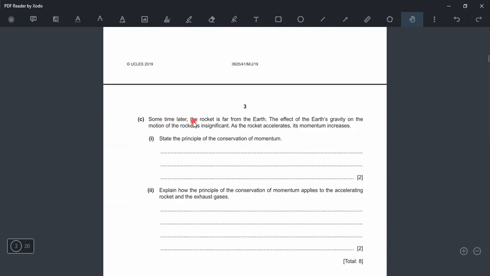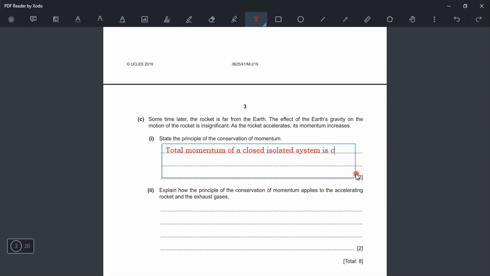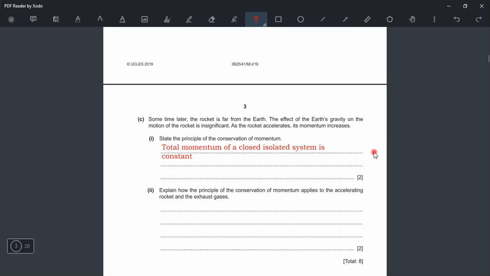Next, sometime later, the rocket is far from Earth. The effect of the Earth's gravity on the motion of the rocket is insignificant. As the rocket accelerates, its momentum increases. State the principle of conservation of momentum. Again, this is a very simple definition question. So it simply states that the total momentum of a closed, isolated system remains constant. The word isolated system simply means that there are no other forces acting on the object, or you're just ignoring other external forces acting on the object.